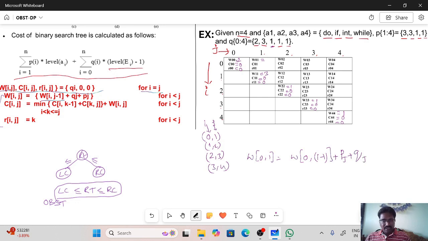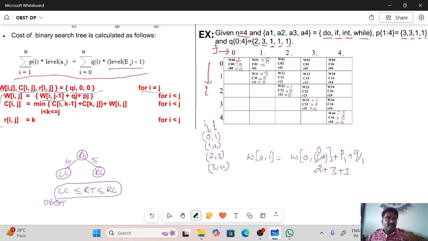Here, what is our j? 1. So that's why I am going to consider P1 and Q1. What is 1 minus 1? 0, which becomes W00. What is the W00 value? 2. So simply 2 plus what is the P1 value? 3, plus what is the Q1 value? 3. So 2 plus 3 plus 3, nothing but 8. We are getting this value. I hope you are following this one.